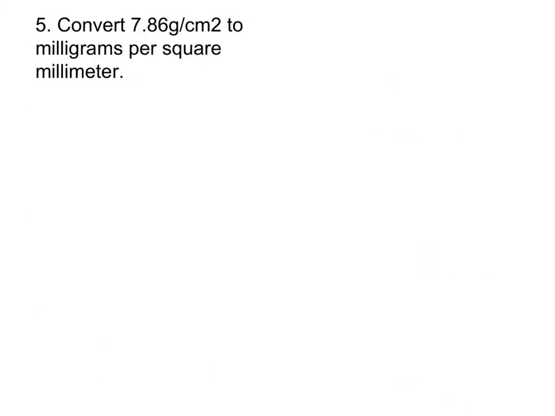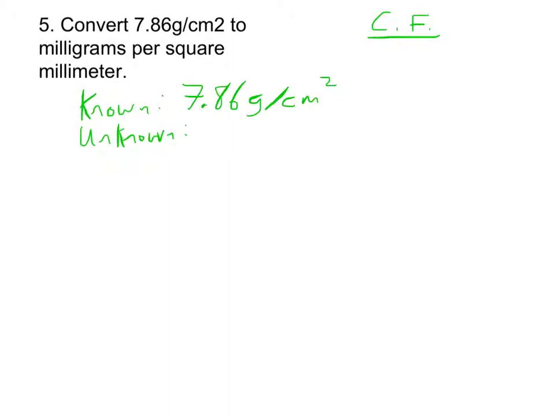In problem 5, you have to convert 7.86 grams per centimeter squared to milligrams per square millimeter. So we have to find out what our known, our unknown, and our conversion factors are to solve this problem. Whenever you only see one number in a problem, that is your known. So the known in this problem is 7.86 grams per centimeter squared.